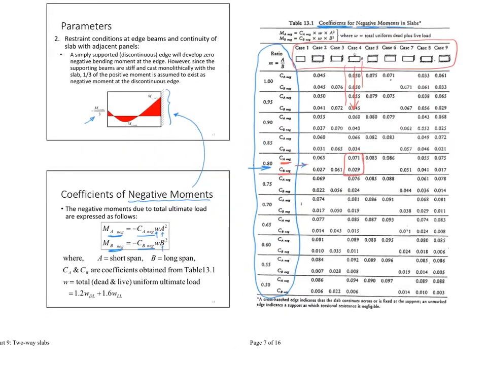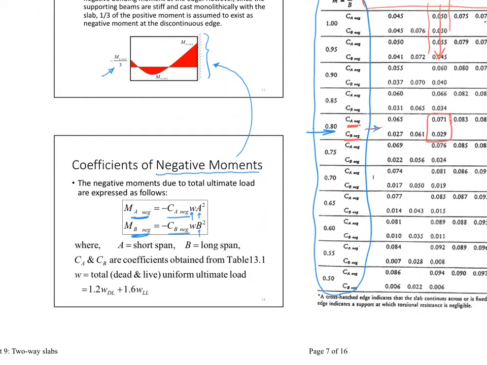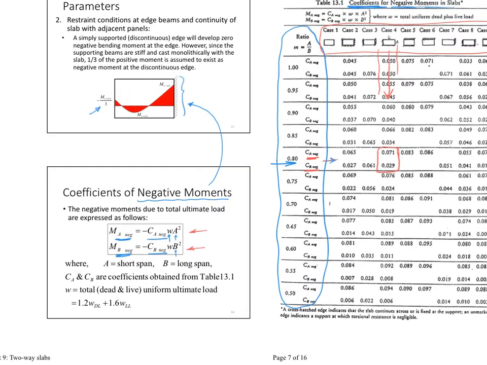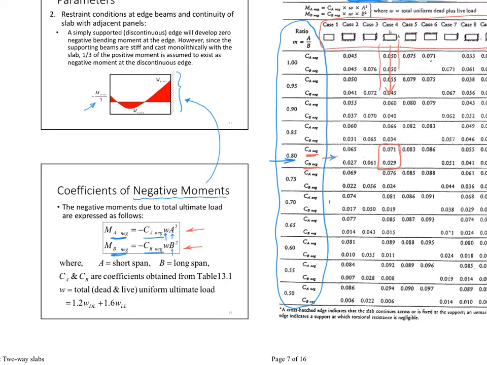Once I get these coefficients for the 2 different directions, I just substitute in the equation at the A direction and in the B direction and simply find my moments. What are those moments? These are the negative moment values for the slab in the A direction, which is the short direction, and in the B direction, which is the long direction.